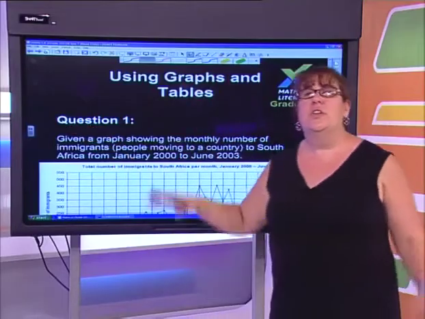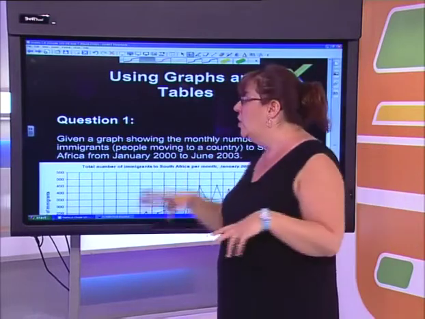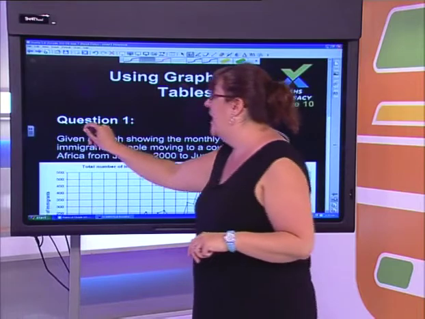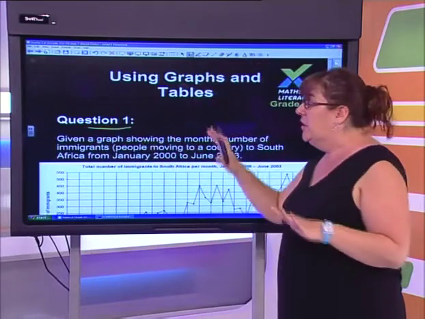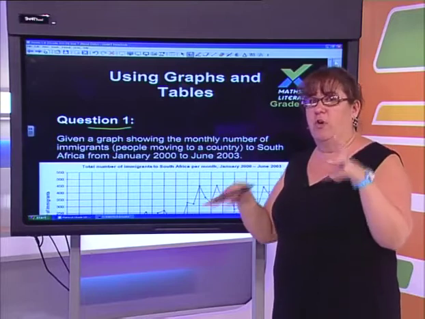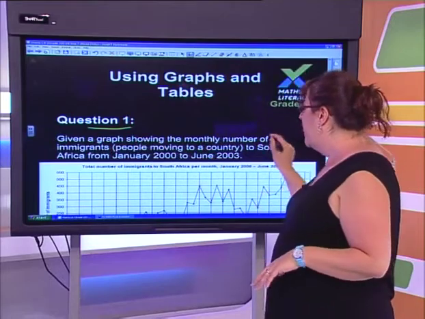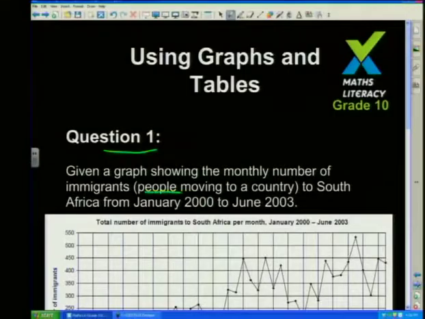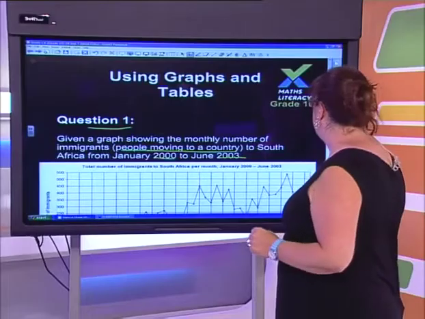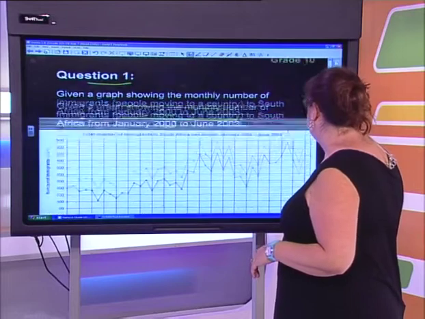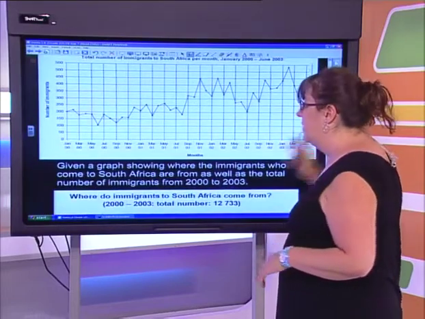Right. Let's carry on. So today we're going to be dealing with graphs and tables. The first thing I have for you is question 1, which is a graph. So I'm going to read the question and we're going to interpret the graph, and see what they're actually asking us. First of all, it says, given the graph showing the monthly number of immigrants, and they even explain to us, immigrants are people moving to a country, to South Africa. So we're looking at the number of immigrants, people moving to South Africa, from January 2000 to June 2003. That's what they tell us our graph is about. Now I'm going to come back to the graph for a second. I just want to read what it says.